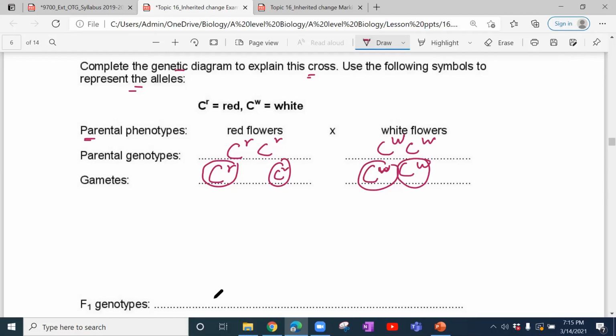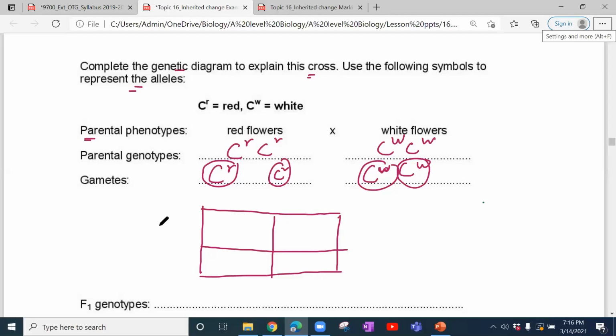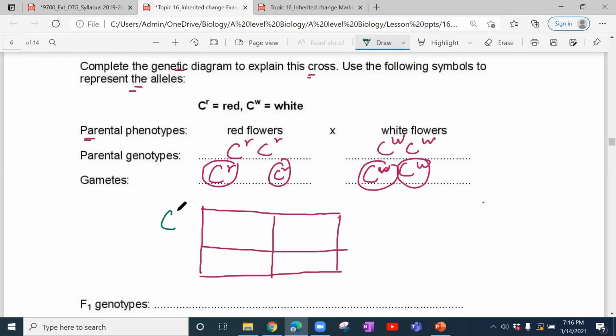Okay, so what will be the genotype? There's a space you can use for your genetic cross, right? So if we make a genetic cross, so CR, CR, then CW, CW, and we are expecting all of them to be heterozygous.